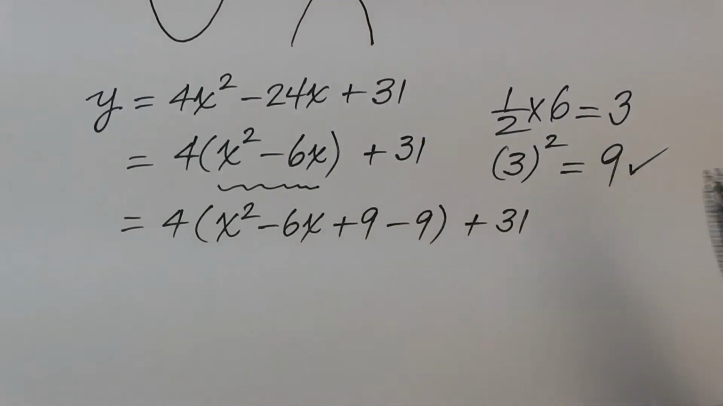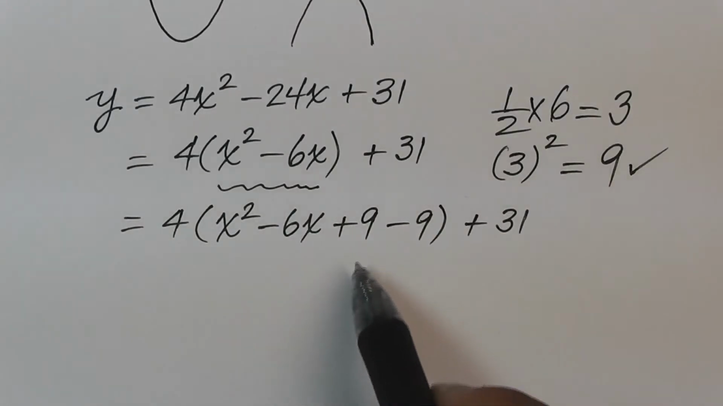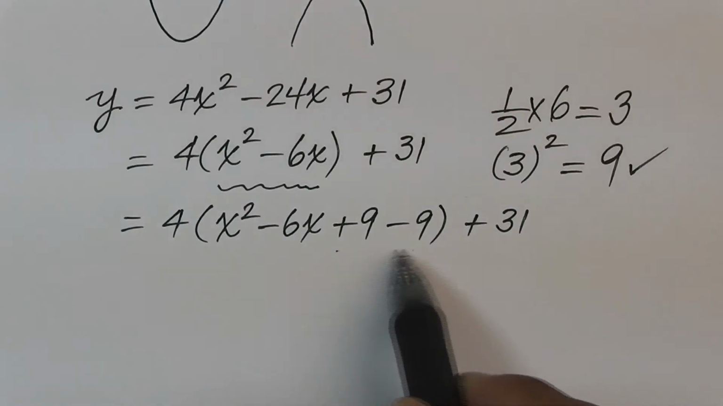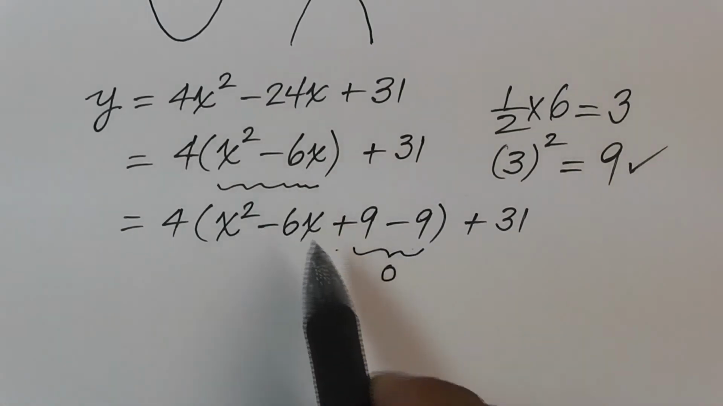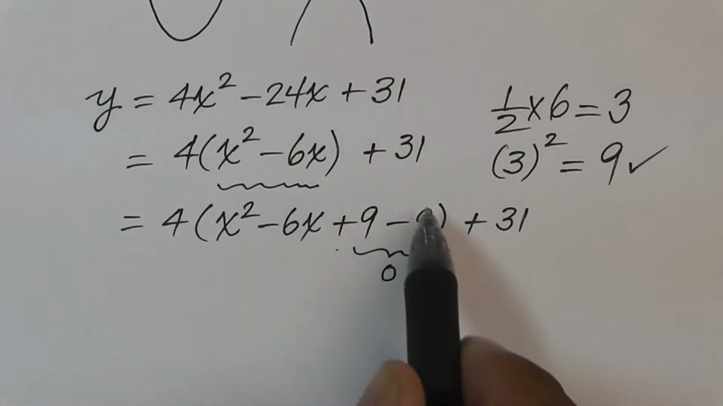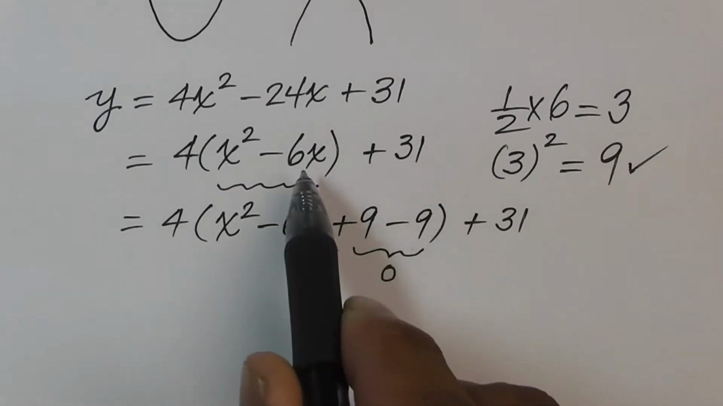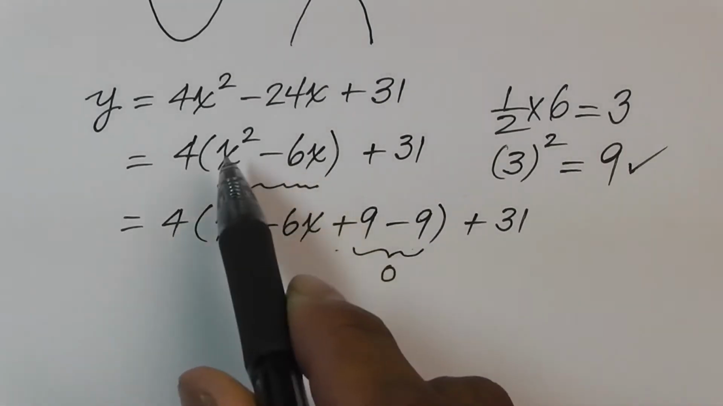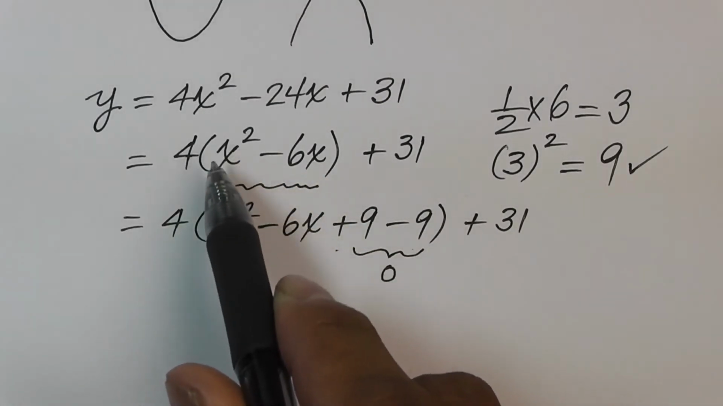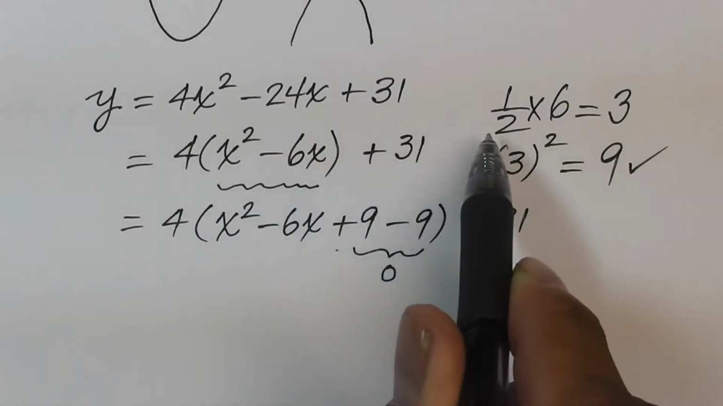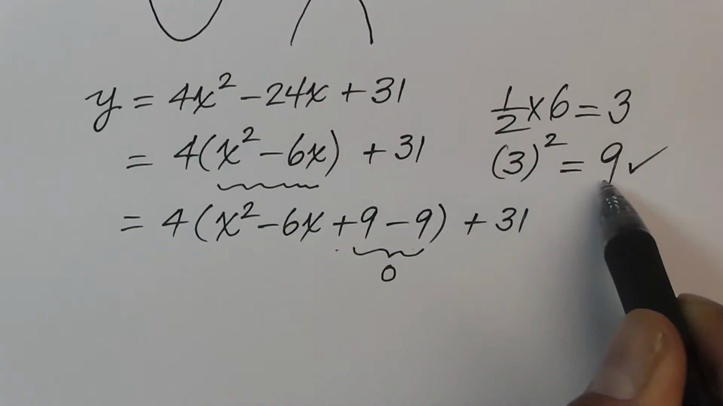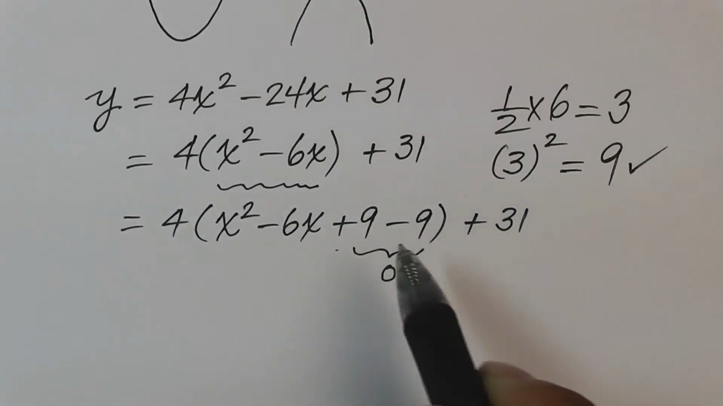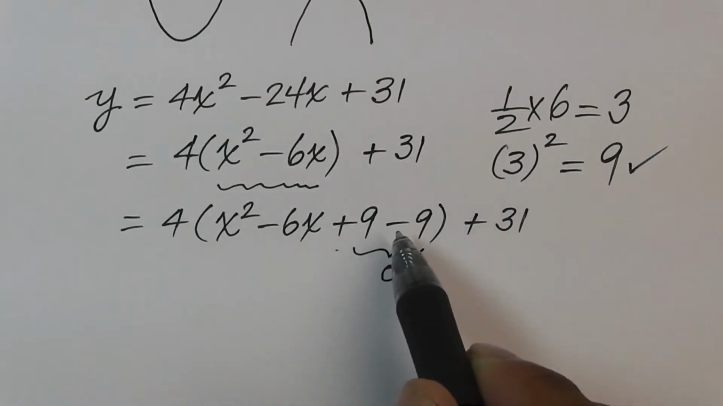So what did I do? Nothing really. Look, 9 and minus 9. This is 0. So basically I've added 0 to my expression. Why did I pick 9? It's based on this number, 6. Once that coefficient inside the bracket is 1, take half of 6, take that number and square it. That's what gets added and subtracted.